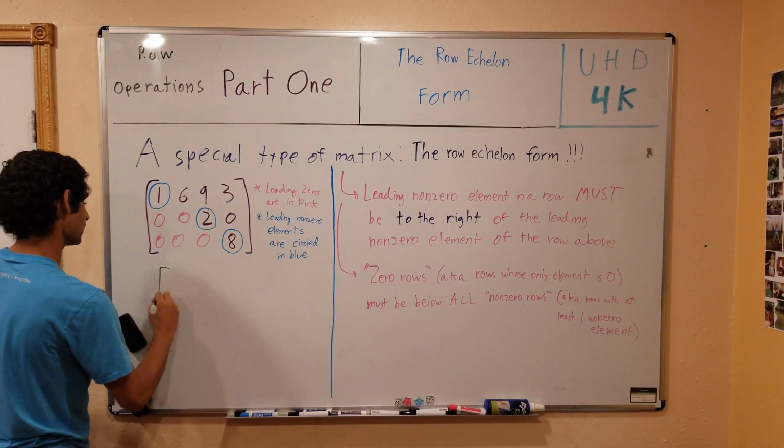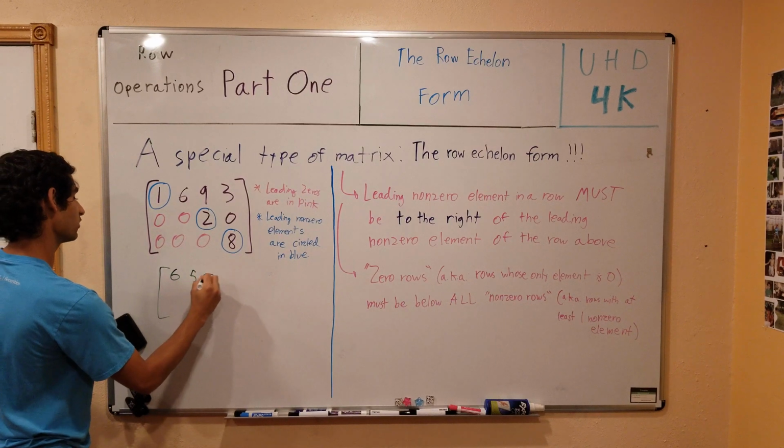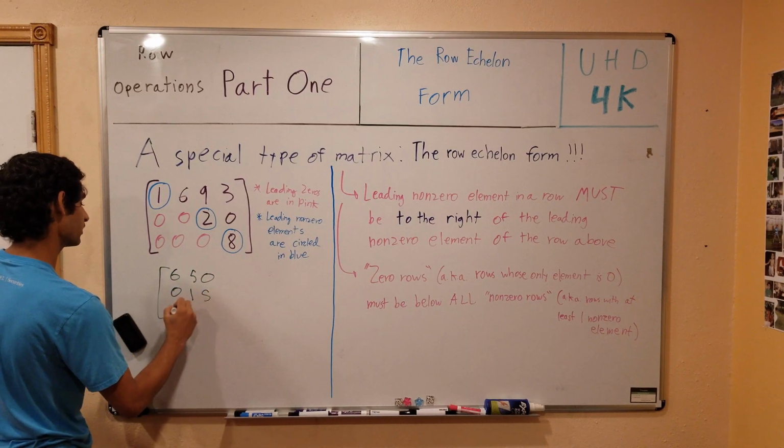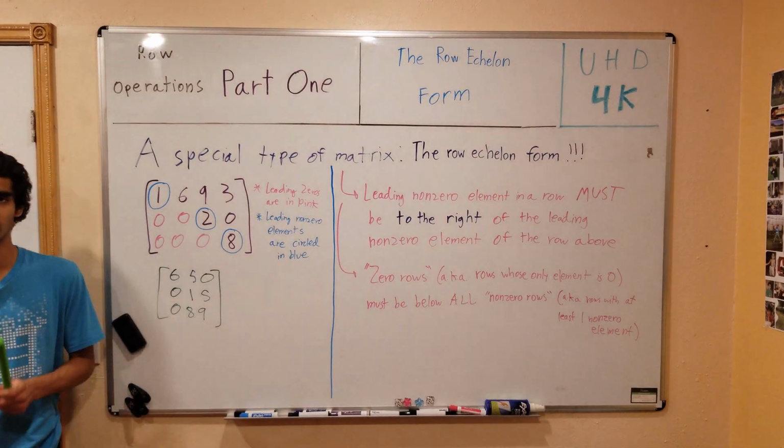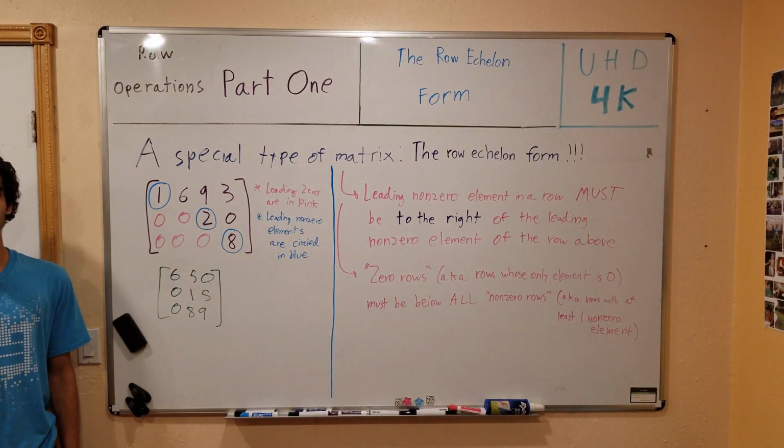This matrix over here, 6, 5, 0, 0, 1, 5, 0, 8, 9. Is this matrix in row echelon form? Pause the video and try to figure it out.